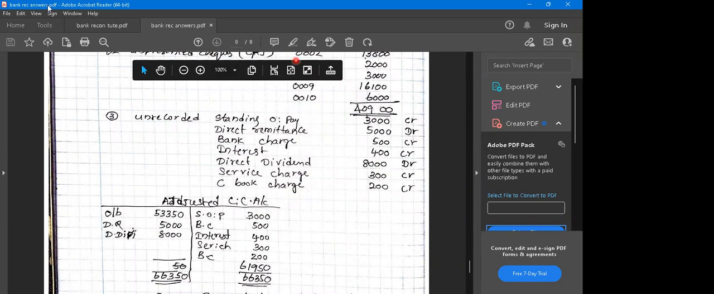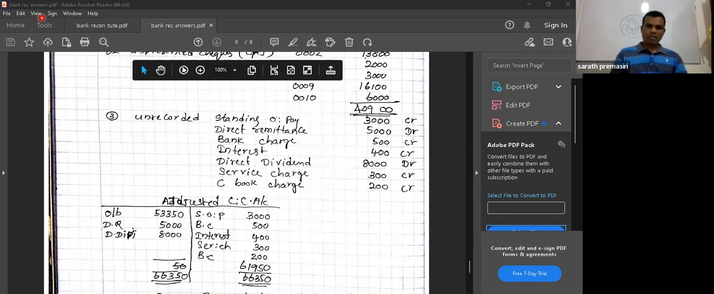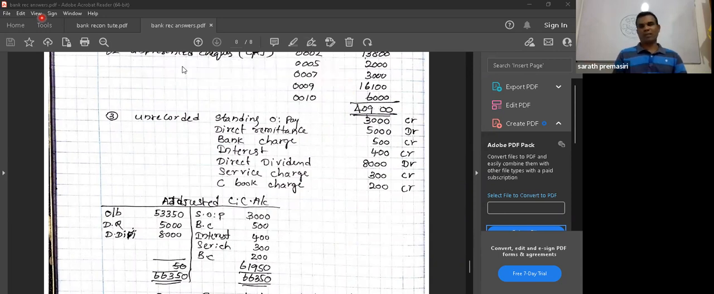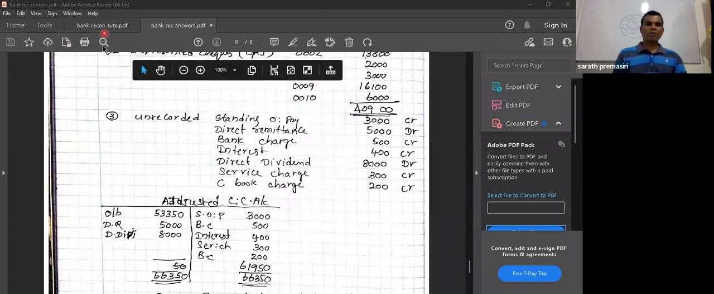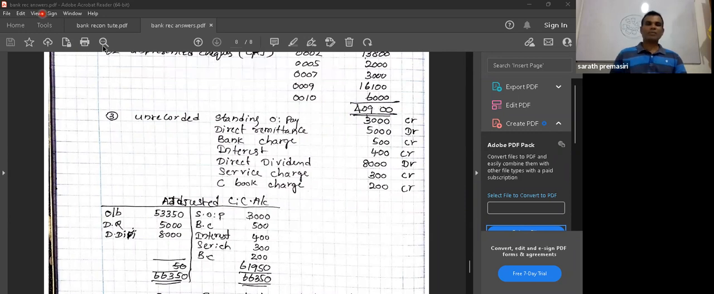Sir, can we write the error committed by the bank in the debit column? Yes, you can write as you like. If you write it as error committed by the bank, it should be recorded in the bank reconciliation statement. It cannot be taken to the adjusted cash control account. If you have written it as error committed by the cashier, it can be adjusted in the adjusted cash control account. Thank you, sir.